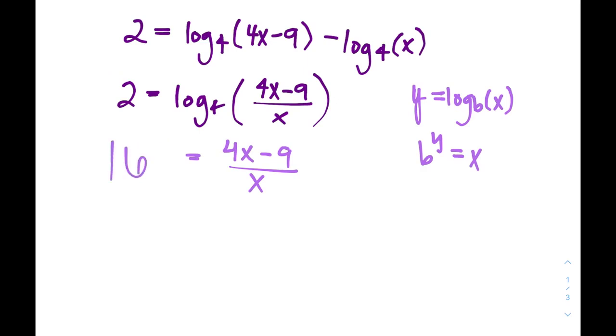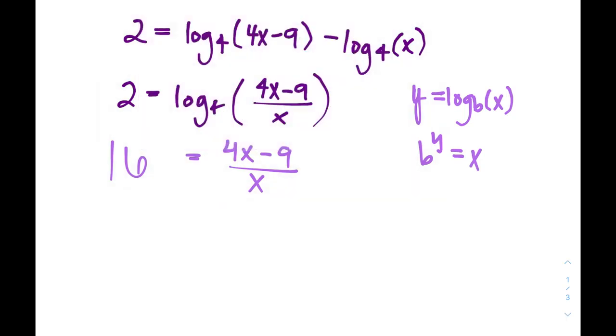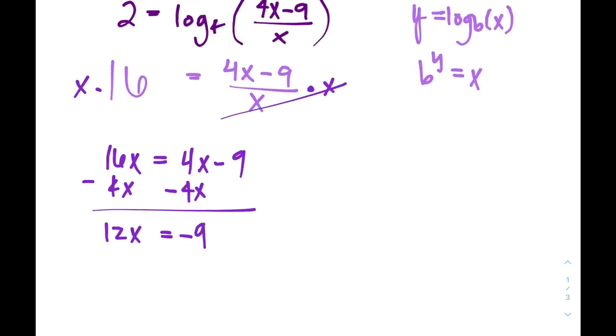And now we can actually solve this problem. We can't solve it when we've got a fraction here, so we're just going to multiply both sides by x to undo the x on this side. We'll have 16x equals 4x minus 9. Okay, subtract 4x from both sides. We'll have 12x equals negative 9. Divide both sides by 12, and we get that x equals negative 3/4.